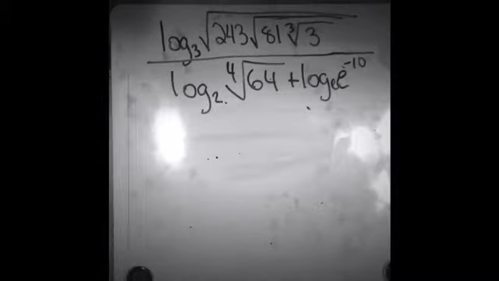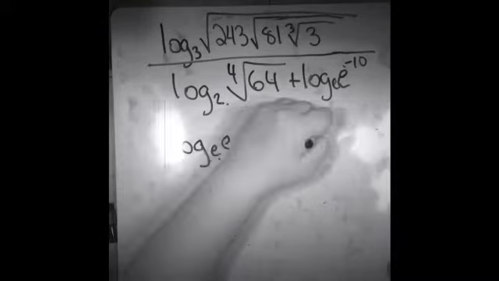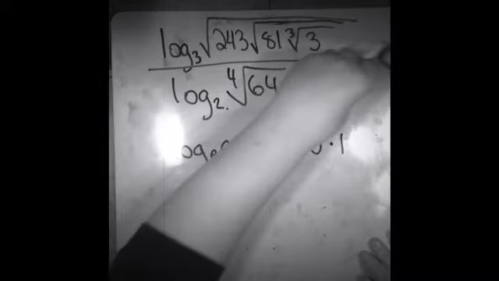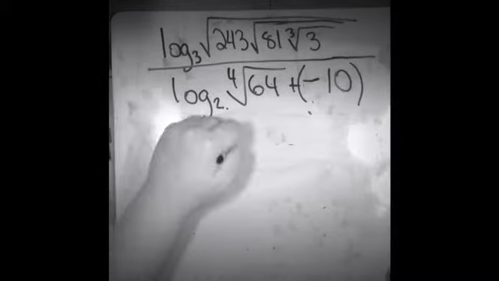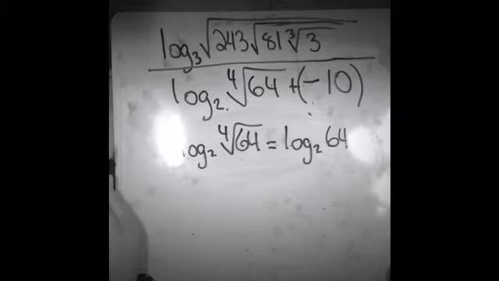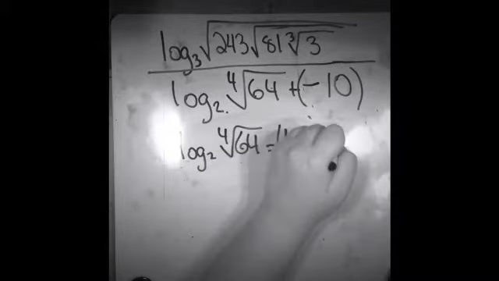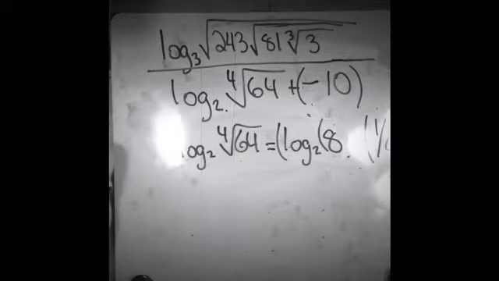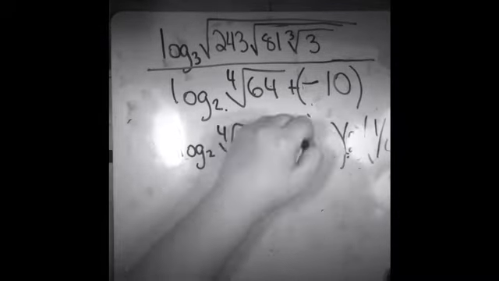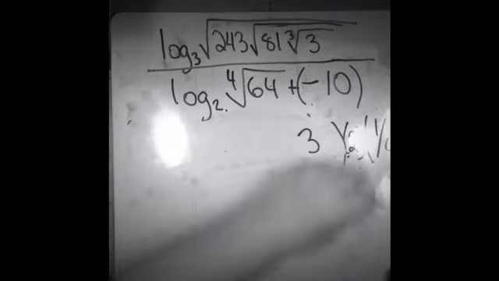Well, log base e of e is just 1, so since we can pull that negative 10 to the front, that chunk is negative 10. Now, fourth root of 64 is going to be 64 to the 1/4. And 64 is just 8 squared, so we can pull both of those to the front to get 1/2 of 3, or 3/2 for that chunk. Now let's look at the top.